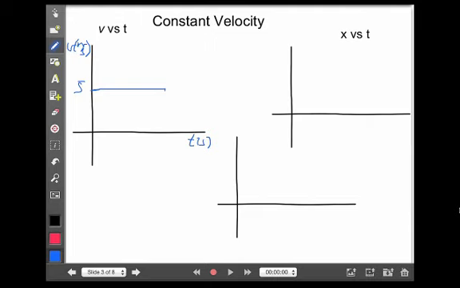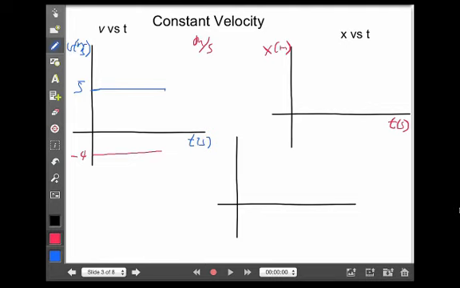Of course, if I had a negative constant velocity, I would have to draw it below the axis. Now, on a displacement graph, though, again, if my velocity is constant, and remember, velocity is measured in units of meters per second, well, if my velocity is constant, that means I'm gaining the same number of meters every second.